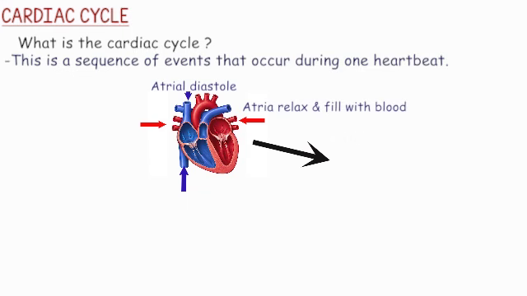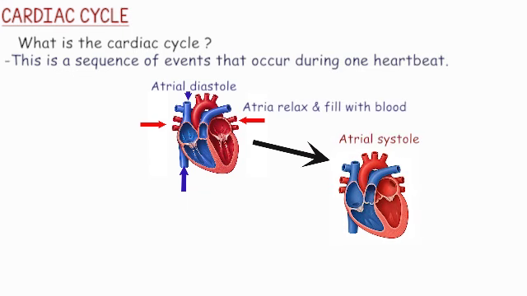Next on the cardiac cycle is atrial systole. Now here the atria contract, and this contraction pushes the remaining blood from the atria into the ventricles through the open atrioventricular valves. So during atrial systole, the atria contract and push blood into the ventricles. That's what you need to know.